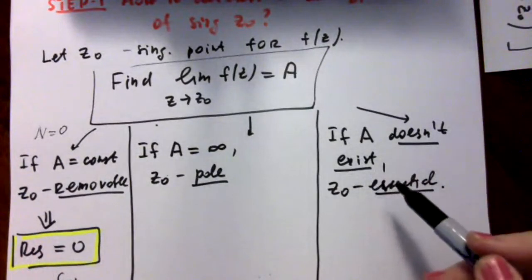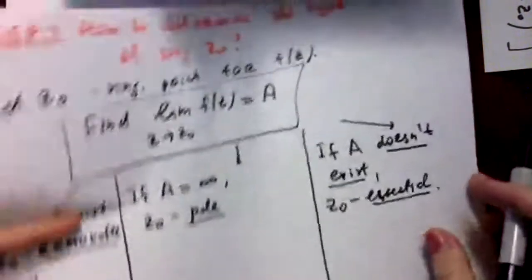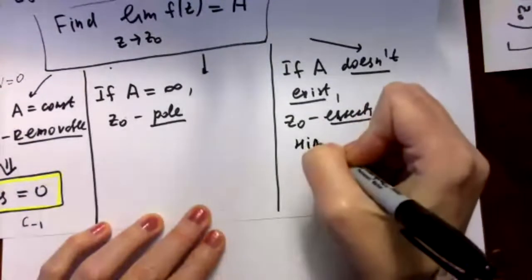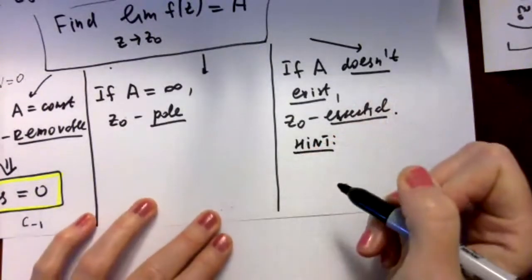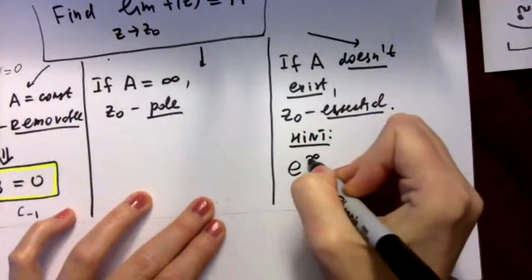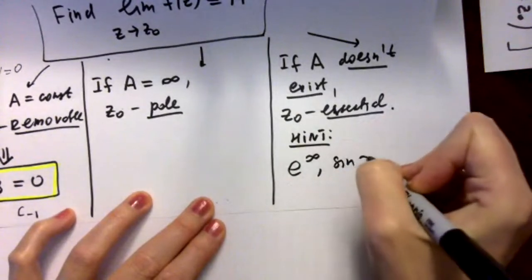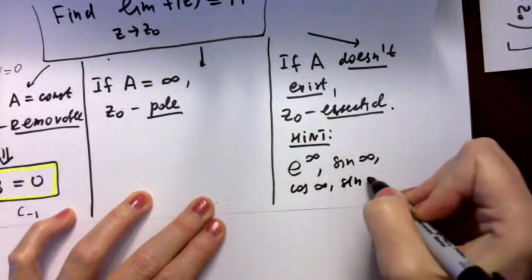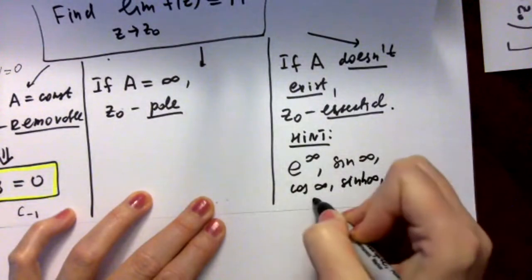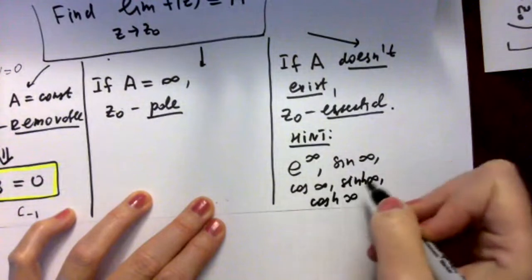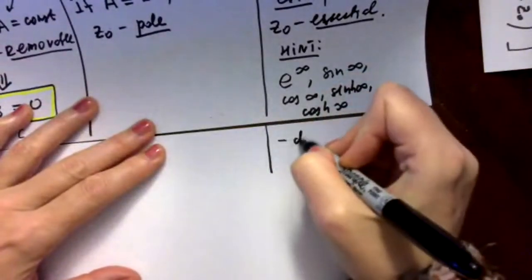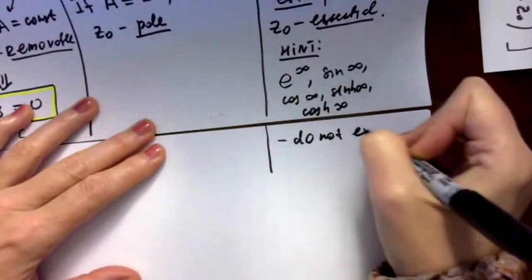How on earth can you determine that your limit doesn't exist? That is why there's going to be a continuation of the third column. So we need some hint, some idea. It turns out that e to the power of infinity, sine of infinity, cosine of infinity, as well as hyperbolic sine of infinity and hyperbolic cosine of infinity, don't exist. It turns out they do not exist, at least here in complex variable theory.